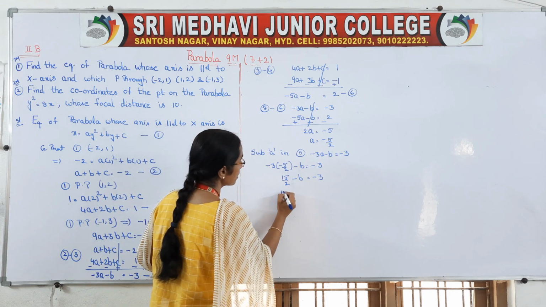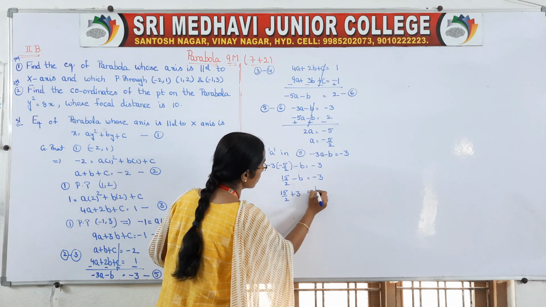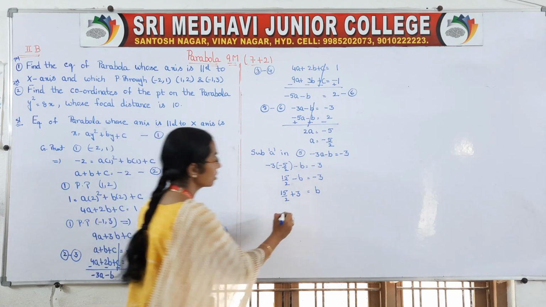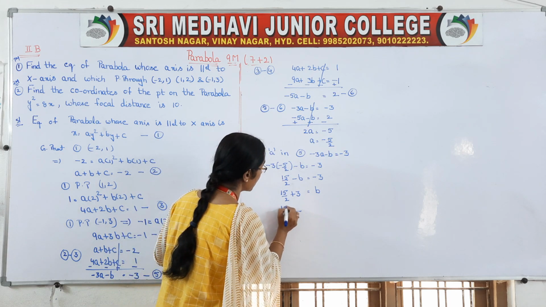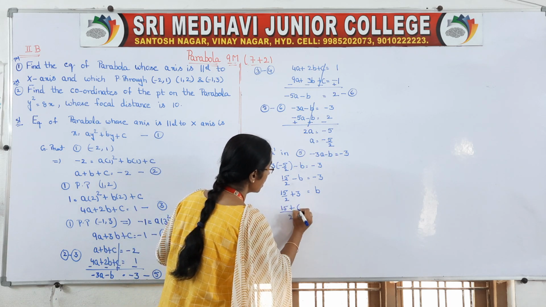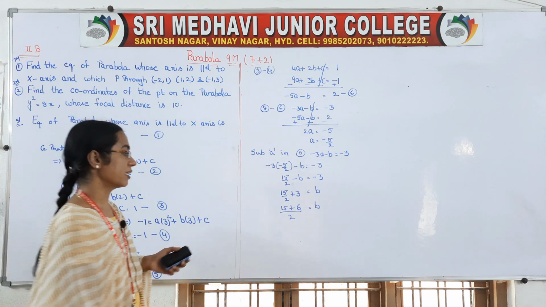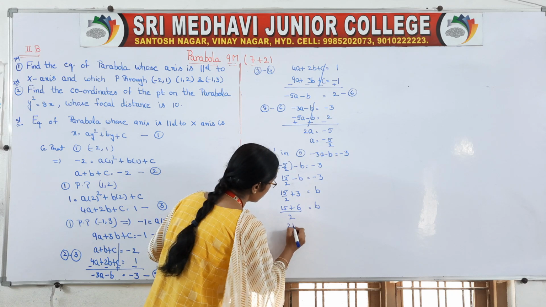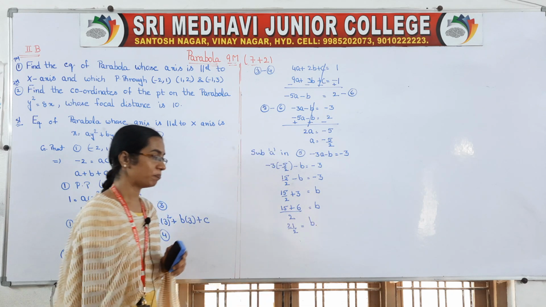So this is 15 by 2 plus 3 is equal to b. Now take the LCM as 2, right. 15 plus 3 twos are 6 is equal to b. So 15 plus 6 is 21. 21 by 2 is equal to b.